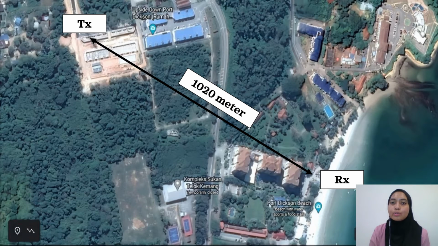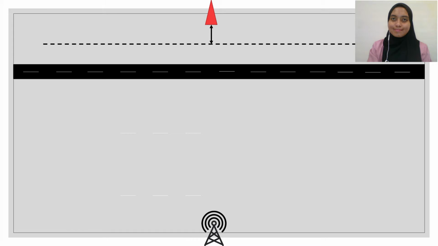Lastly, we go to Teluk Kemang with the distance between the transmitter and the receiver being 1020 meters. The second methodology is human as ground moving target. In this project, 3 persons with different body dimensions were used, and each person will carry out 3 different activities.